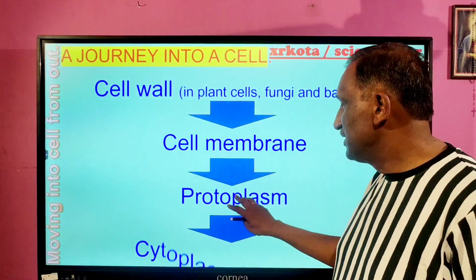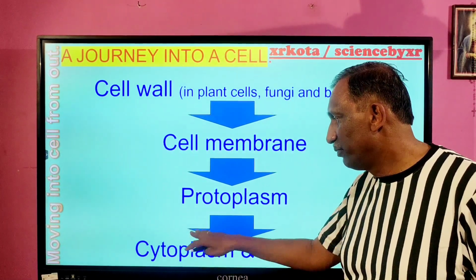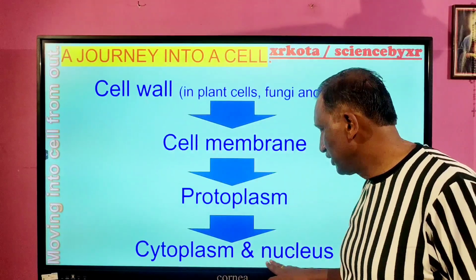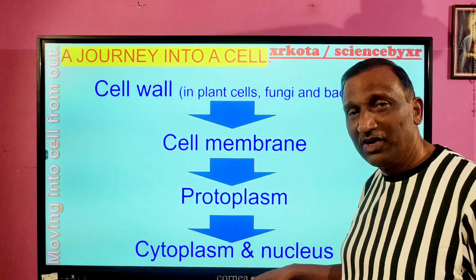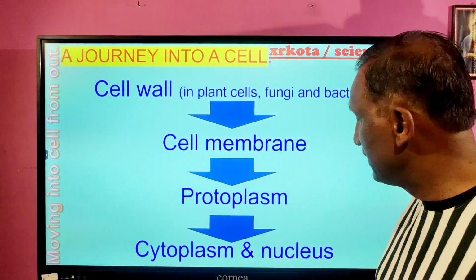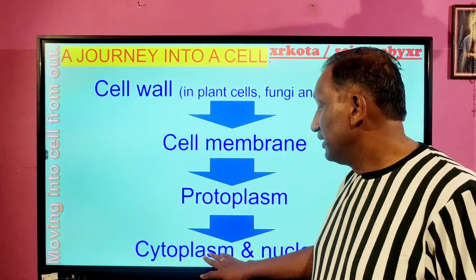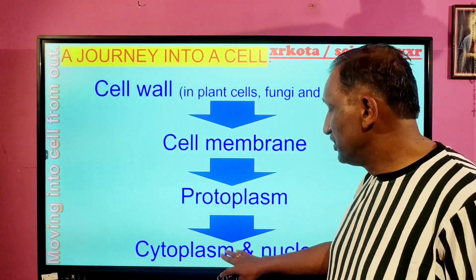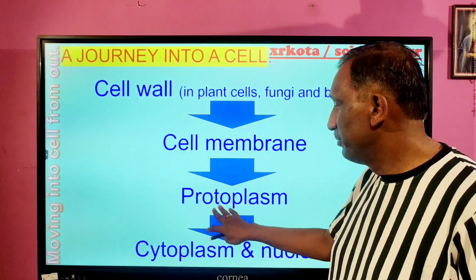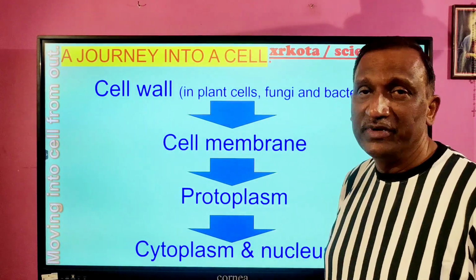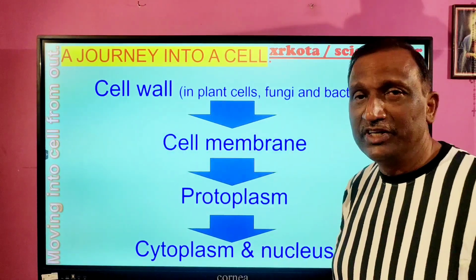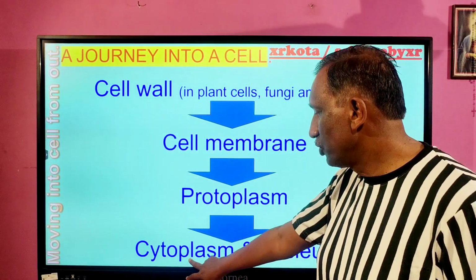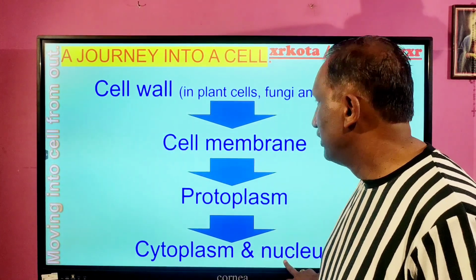Once we enter into the protoplasm, we'll come across a dense spherical structure called the nucleus in all the eukaryotic cells. Of course, in prokaryotes we will not find this. Whatever fluid is present outside the nucleus but inside the cell membrane is named cytoplasm. So this is our journey into the cell. Now we come across two things, cytoplasm and nucleus.